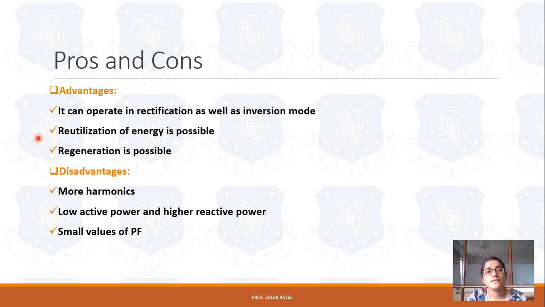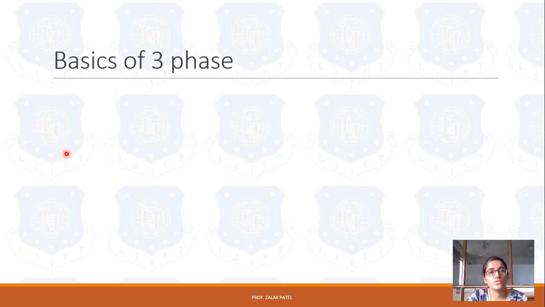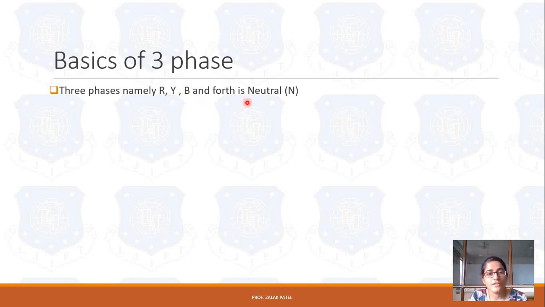Now let's move towards the three phase rectifiers. Before discussing the three-phase rectifiers, let's see some concepts about three-phase. Three-phase has three phases, namely R, Y and B, and a fourth one, the neutral. With respect to neutral, we measure the three phases as V_RN, the voltage between R and N terminal, V_YN, the voltage between Y and N terminal, and V_BN, the voltage between B and N terminal. So these are mainly the four terminals: R, Y, B, and the neutral.